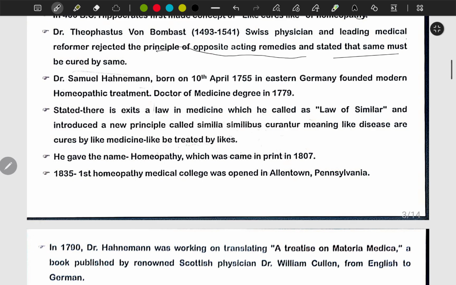Stated there exists a law in medicine which he called the law of similar. Introduced, he gave the name homeopathy.